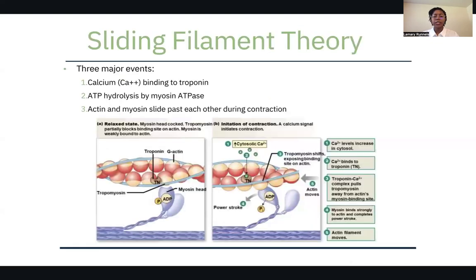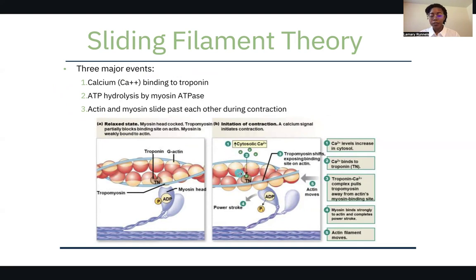And moving on to the sliding filament theory. Remember I mentioned the power stroke, so I'll just talk about this a little bit further. There are three major events in the sliding filament theory. You have calcium that binds to troponin, ATP hydrolysis by myosin ATPase, and actin and myosin sliding past each other during contraction. So right over here, the calcium levels increase in the cytosol.